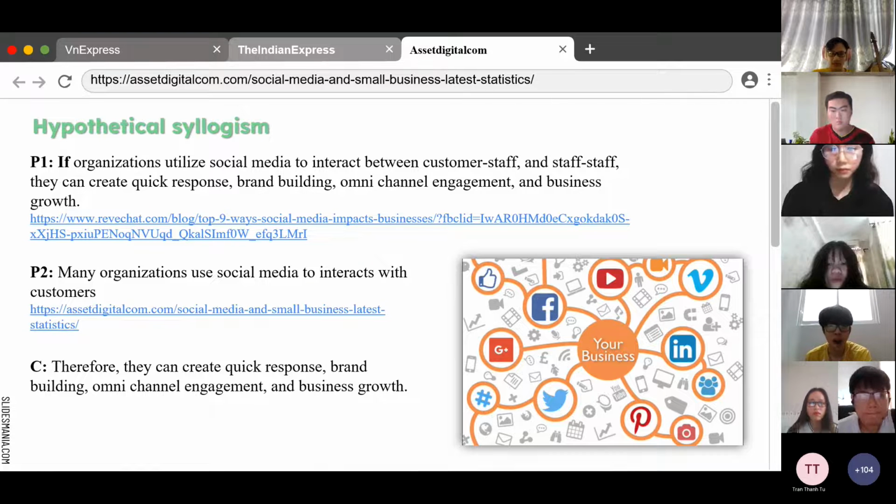If you are a small business owner, it's very important to know why you need to use social media and how it will affect your business. Social media helps business in 4 key areas: quick response, brand building, omnichannel engagement, and business growth. Many organizations use social media to interact with customers. Social media usage has skyrocketed in recent years. It's time to pay attention to social media for business. Social media is the main reason why many businesses grow so quickly.